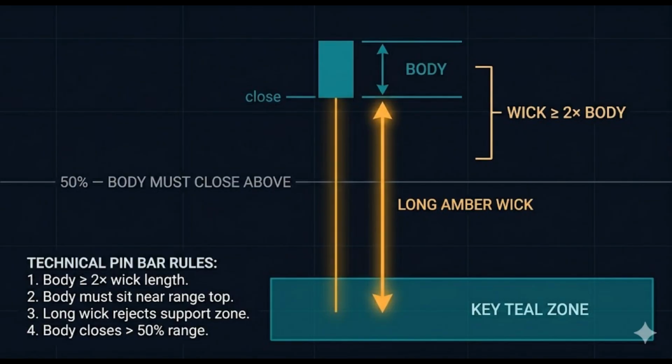2 validation rules: wick at least twice the body length and body closing above the midpoint of the full candle range. Both must be present. One alone is not a pin bar.